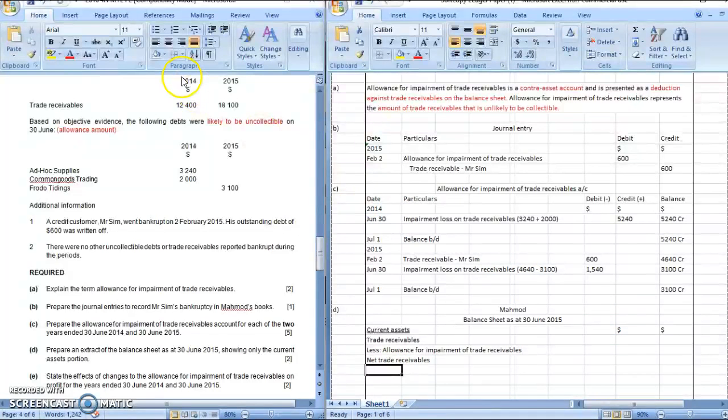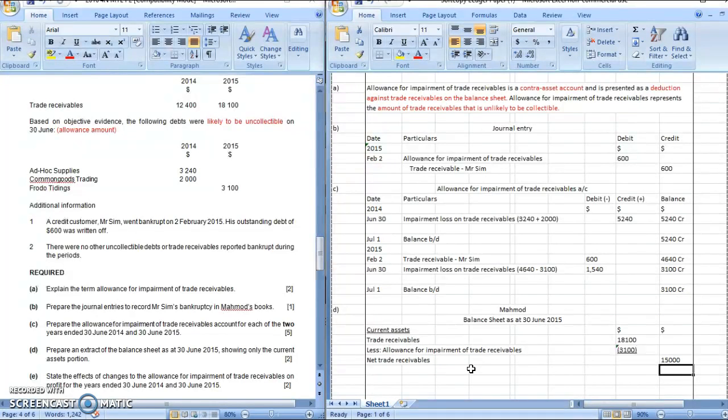So where can we get this information from? In the top part here, the question mentioned how much trade receivables we actually have. So we're going to write it on the left column so that we can have the subtotal on the right column later on. We will less allowance, and this figure is given as 3,100. And therefore, with this amount, we will minus away and we will get 15,000. That will be our net trade receivables.